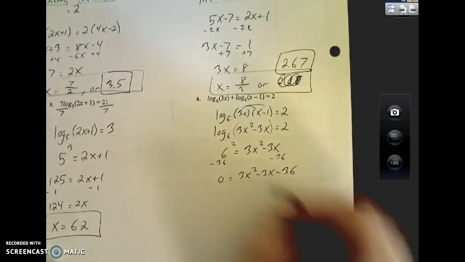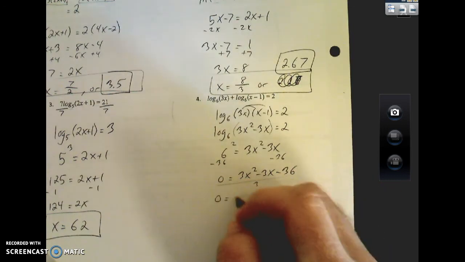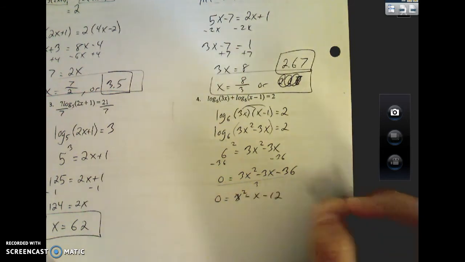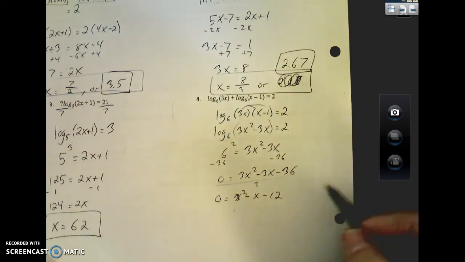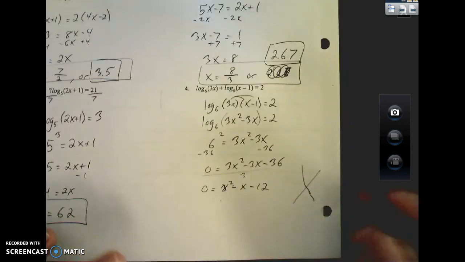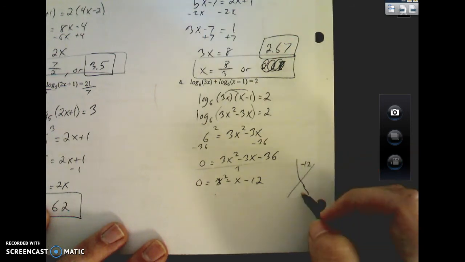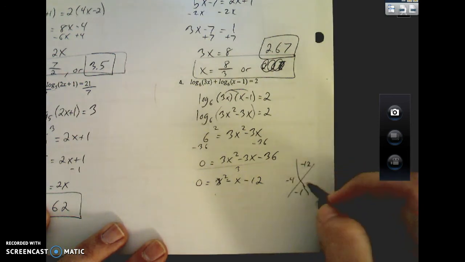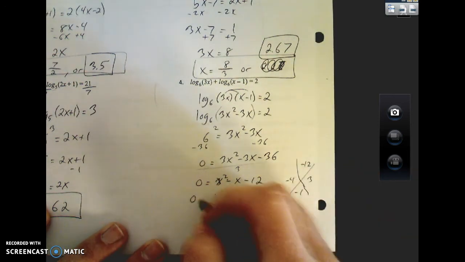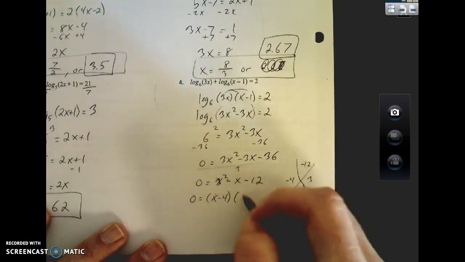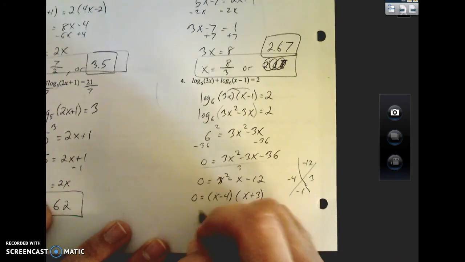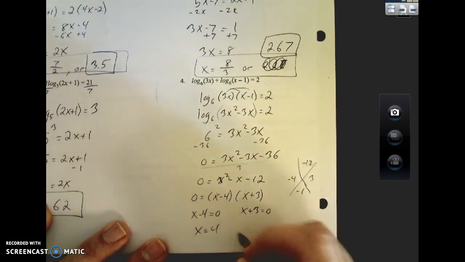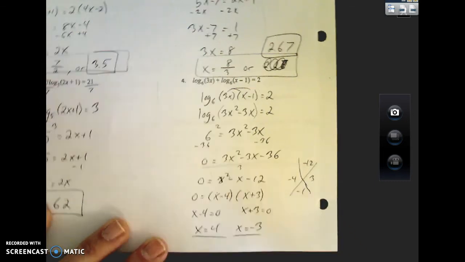I can divide everything by 3. Oops. Okay. That's an x squared. My apologies. Factor. I mean, we've learned this since the beginning of the year. Negative 12 goes on top. Negative 1 goes down low. Can you think of two numbers that multiply to give you negative 12 and add to negative 1? Negative 4 and positive 3. So I'm doing x minus 4, x plus 3. Set them both equal to 0. x equals 4, and x equals negative 3.